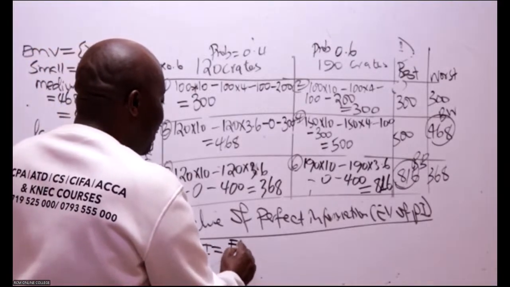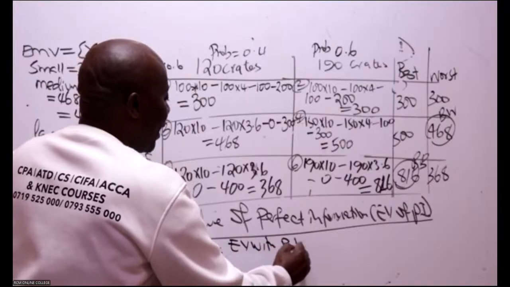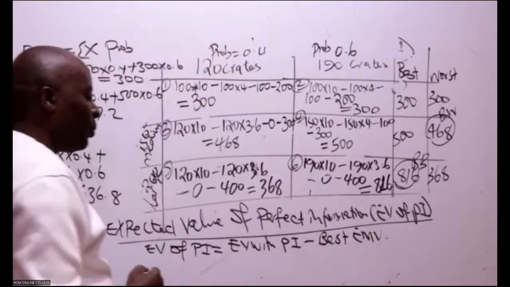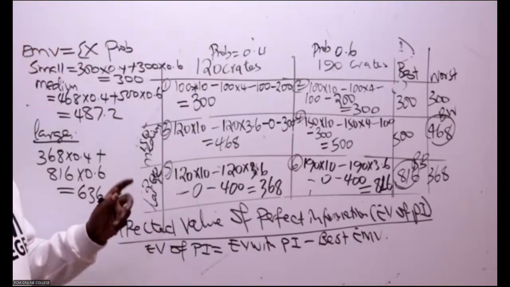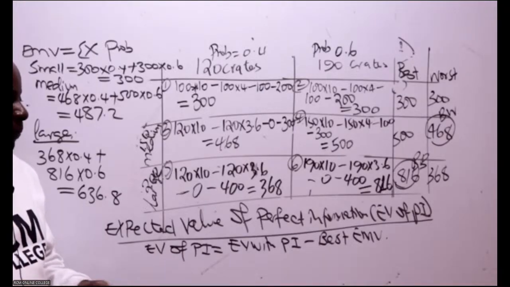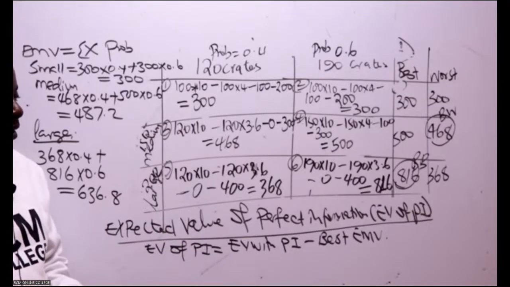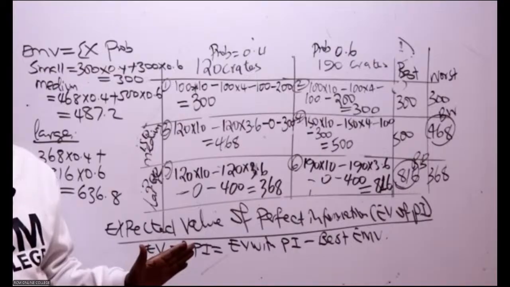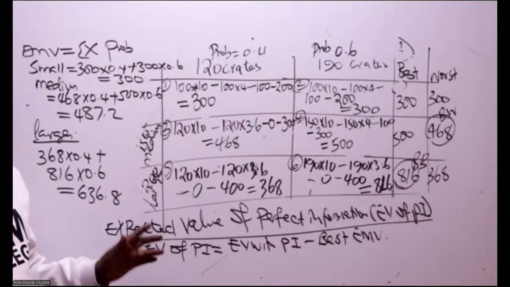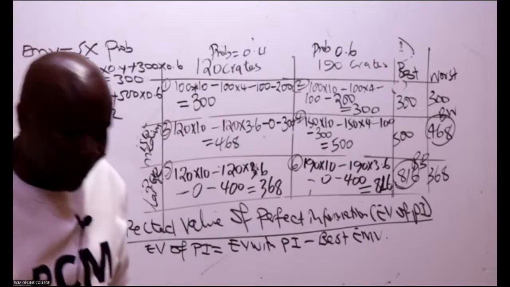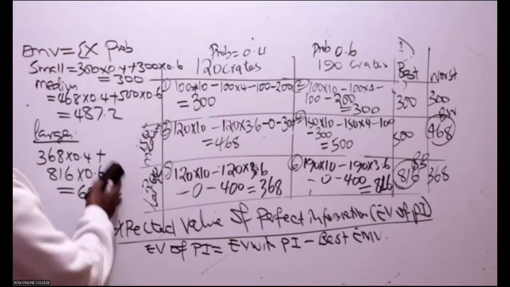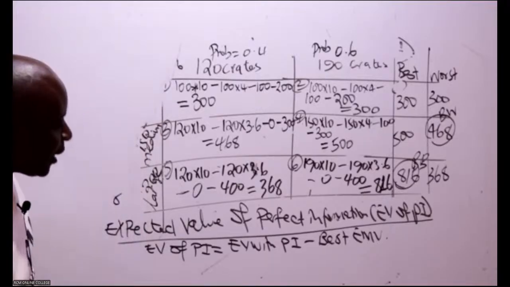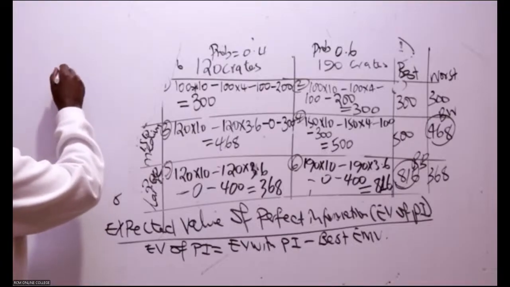For us to get this expected value of PI, EV of PI, we normally take EV with PI minus best EMV. So please write up to there that expected value of perfect information equals expected value with perfect information minus best EMV. Now please listen. I will first compute this EV with PI.